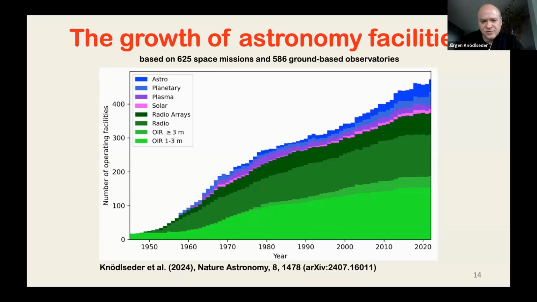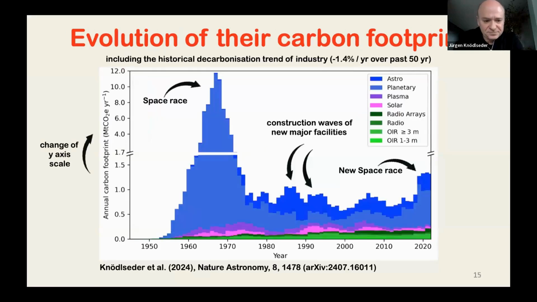And then you have radio telescopes or radio arrays. And for space, this is basically by major theme: astrophysics, planetary sciences, plasma physics, solar physics. These are all these bluish, purplish colors on this graph. So you see there was a huge explosion of the number of facilities over the years. And now we use this huge database that is behind it to estimate the carbon footprint evolution over time. And that's what you get.